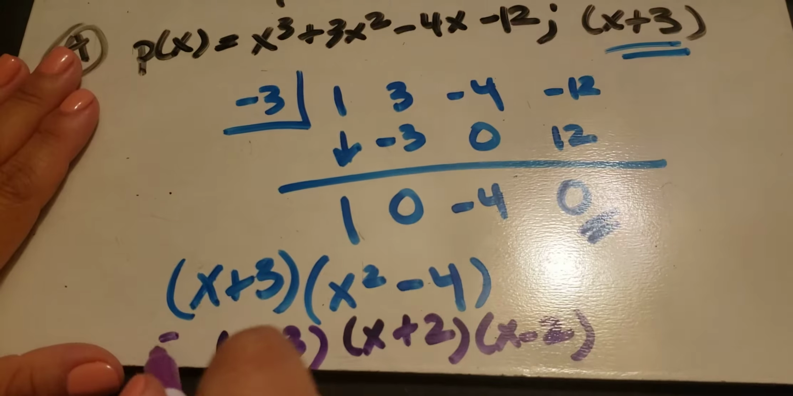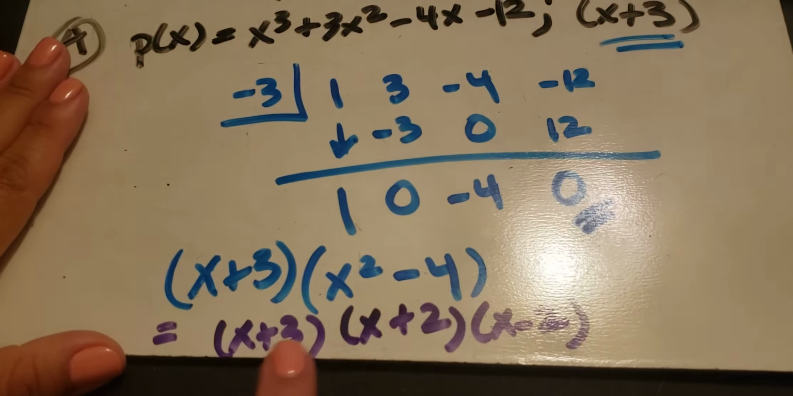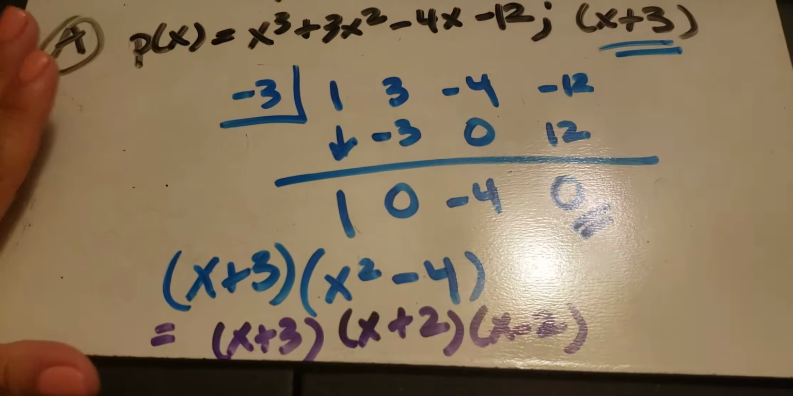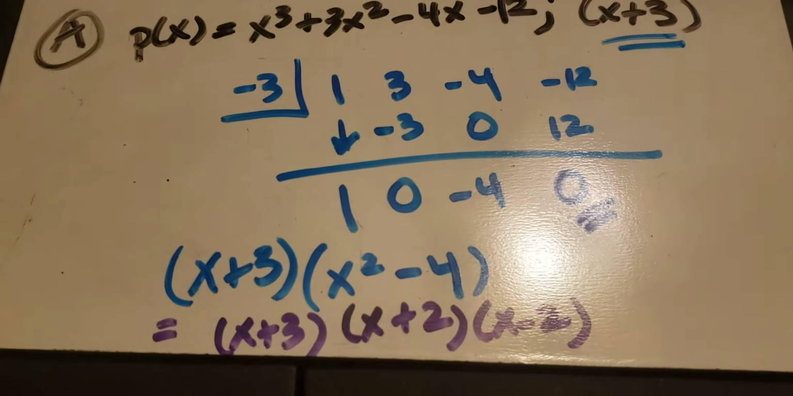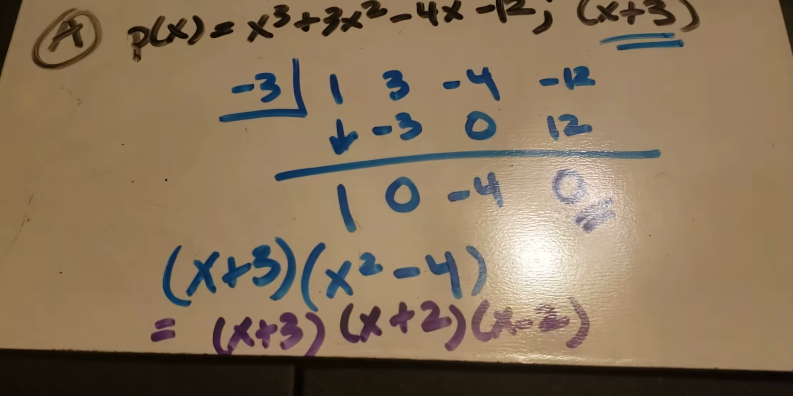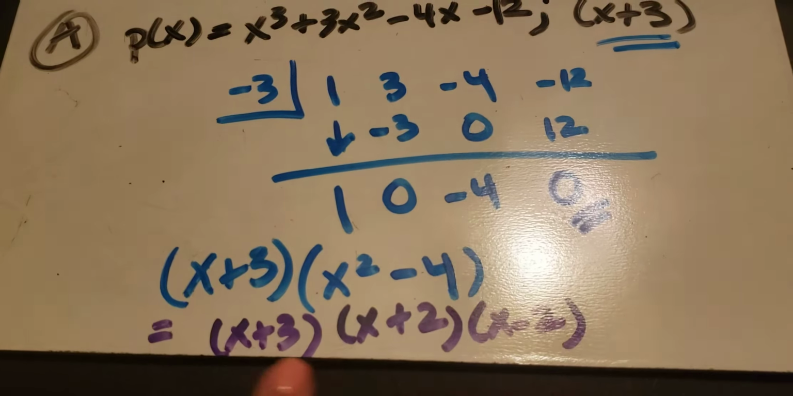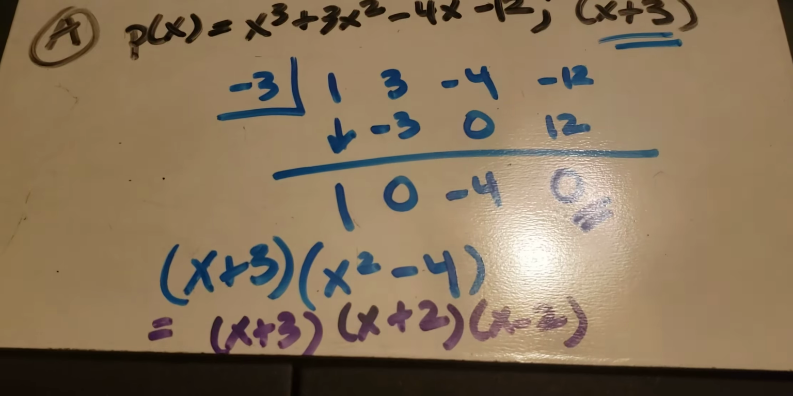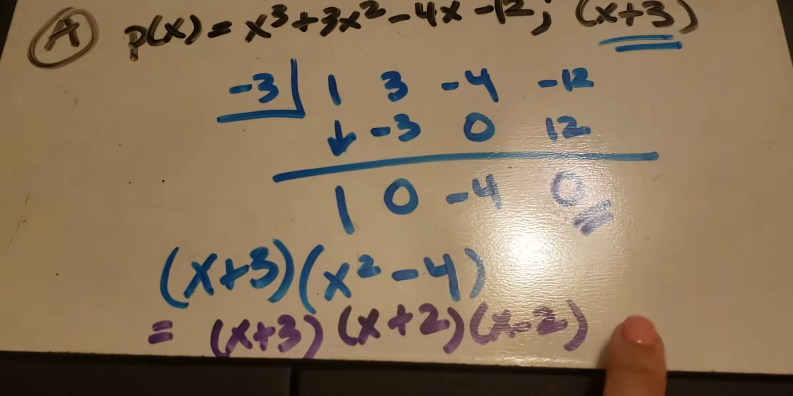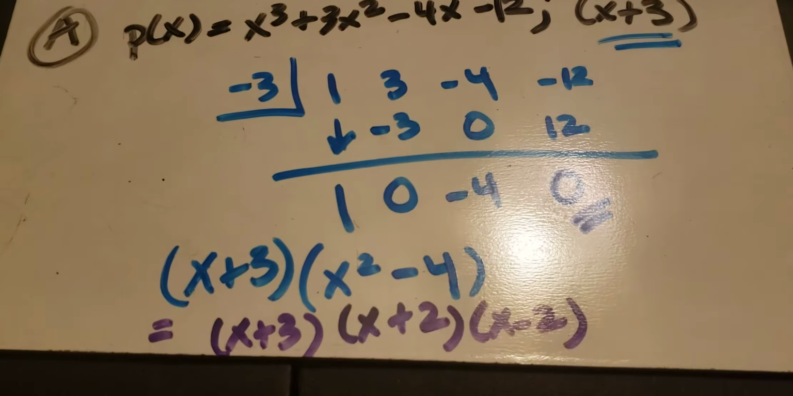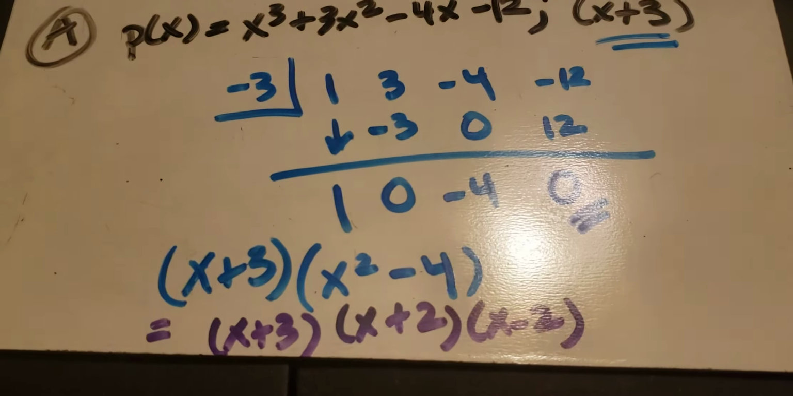So our final answer is x plus 3 times x plus 2 times x minus 2. So we found our solutions. Okay, these are all the factors. And there's no remainder, so I don't need to add or subtract anything. And that's it. Okay? All right, let's do another one like this.